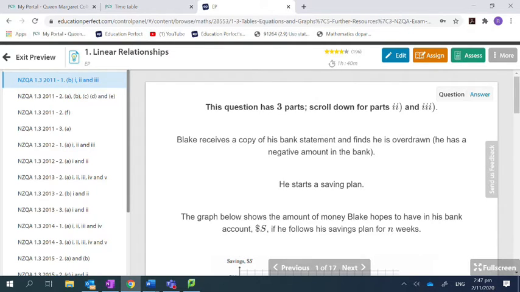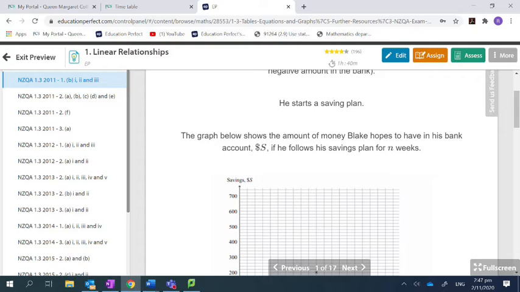All right. Blake receives a copy of his bank statement and finds out he is overdrawn. In other words, he has a negative amount in his bank account. He starts his savings plan. The graph below shows the amount of money he hopes to save in his account in S dollars if he follows his savings plan for N weeks.